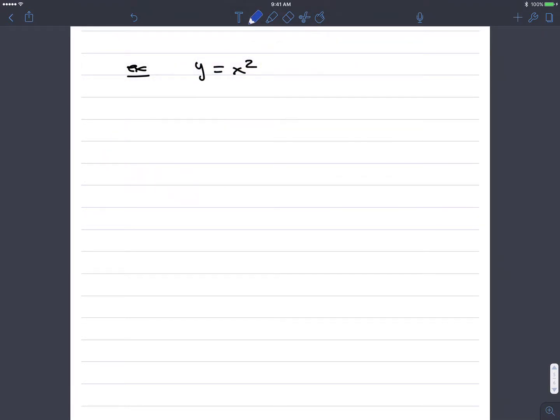What am I going to replace y with if I convert to polar? R sine theta. Good. What about this x squared? R cosine theta. So algebraically, I have r sine theta is r cosine theta squared. R sine theta is r squared cosine squared theta.